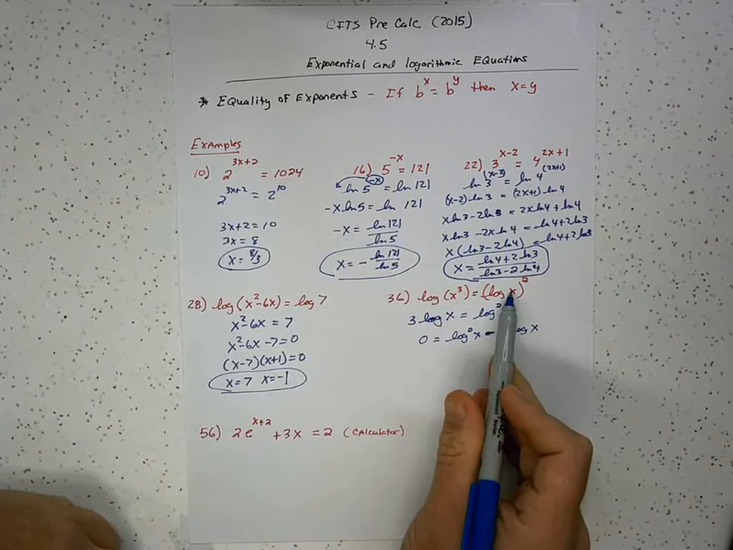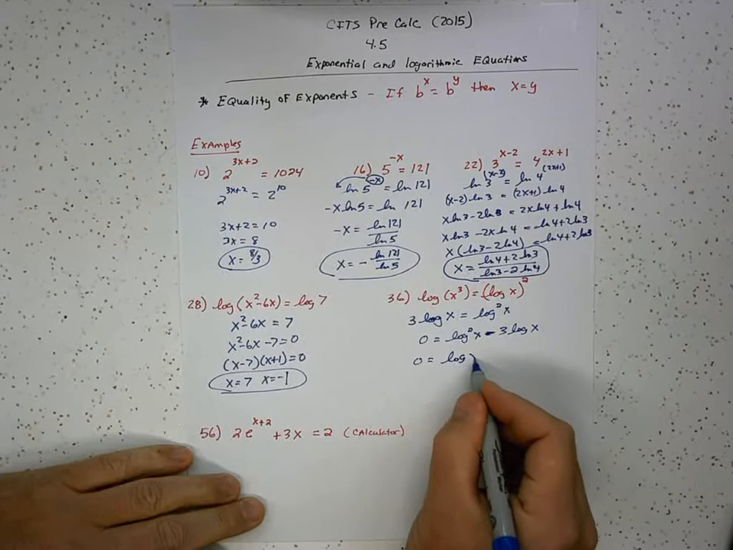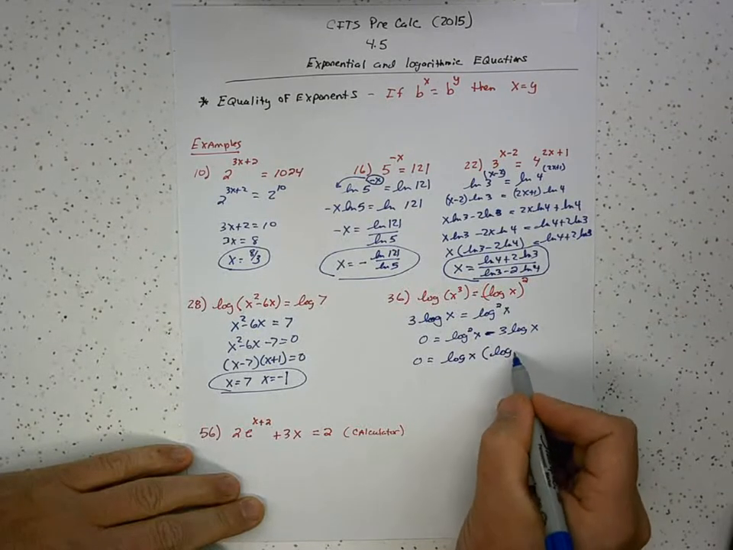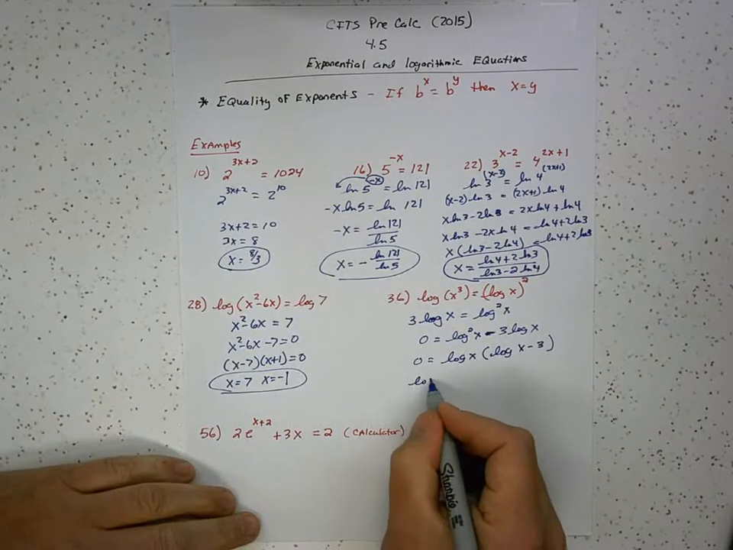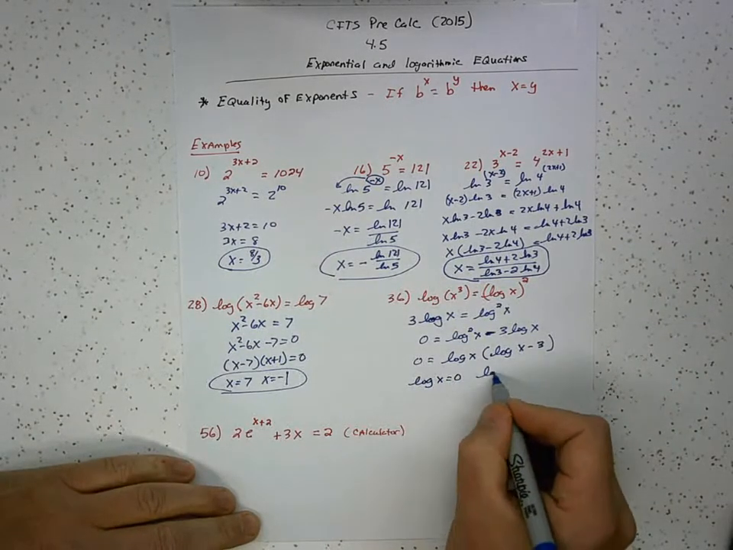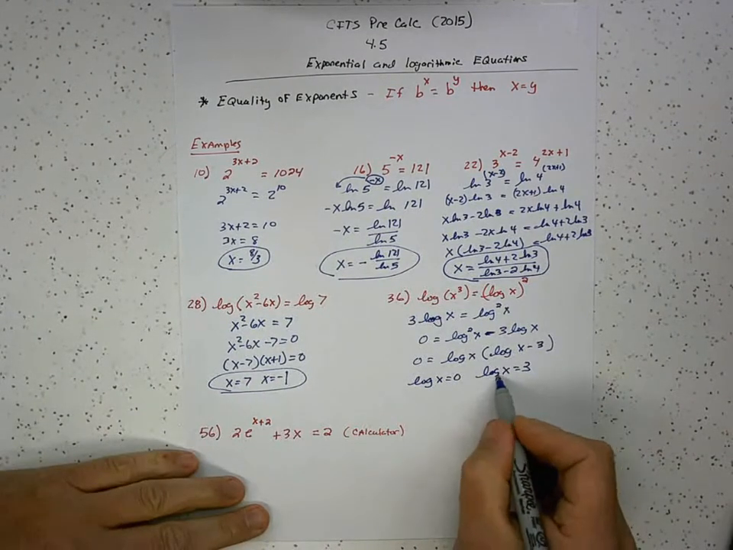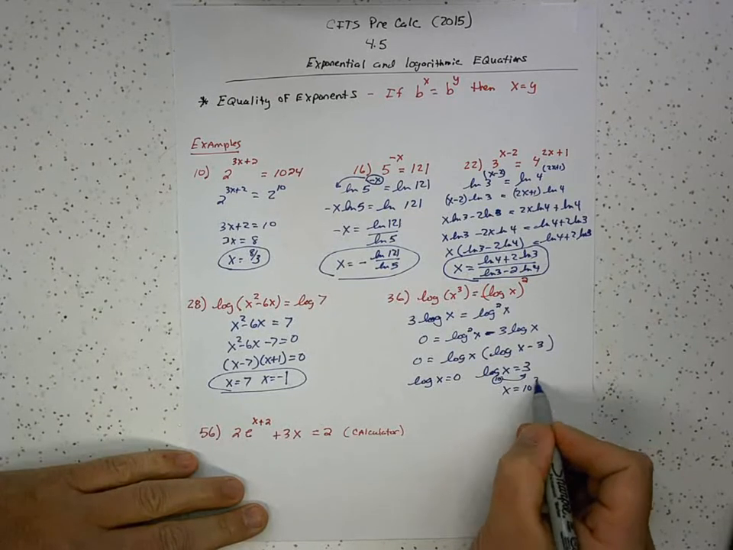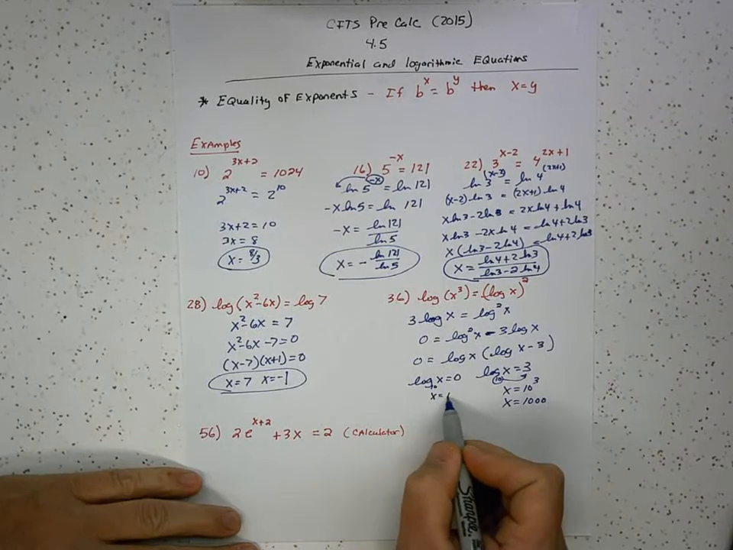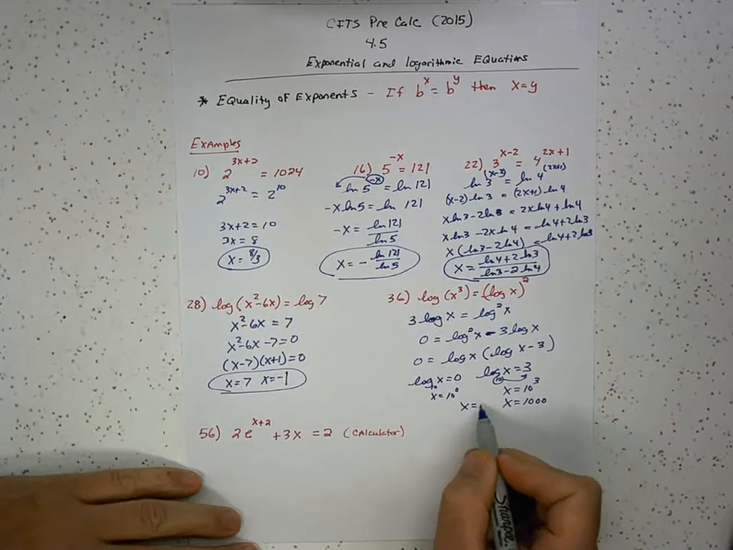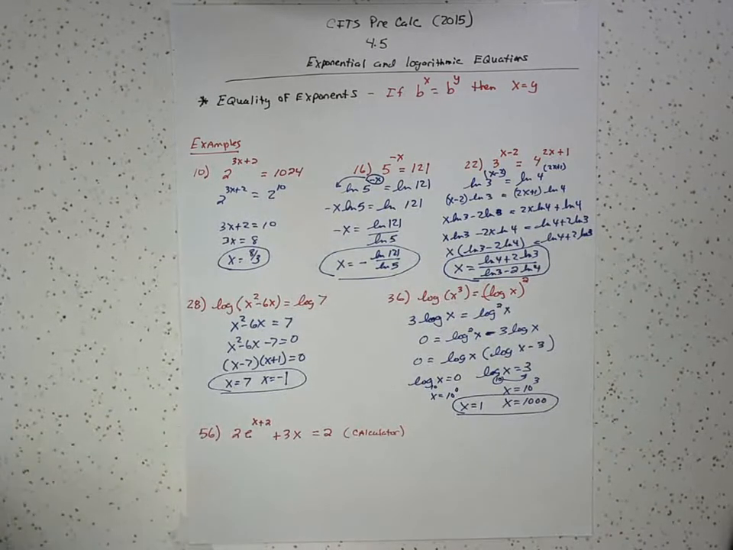Now, there's 2 logs here, 2 log of x's. I can factor out a log of x. I have left over a log of x minus 3. I can then set each of those equal to 0 and solve them out. Well, this is base 10, so I move it over and I get x equals 10 to the third, so x equals 1,000. This is base 10, so I move it over and I get x equals 10 to the 0, so x equals 1. And those are my 2 values that solve that equation.